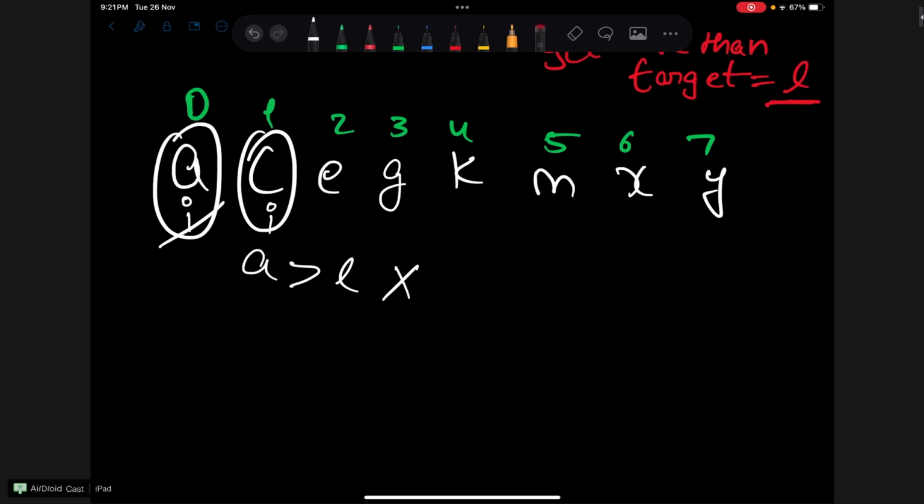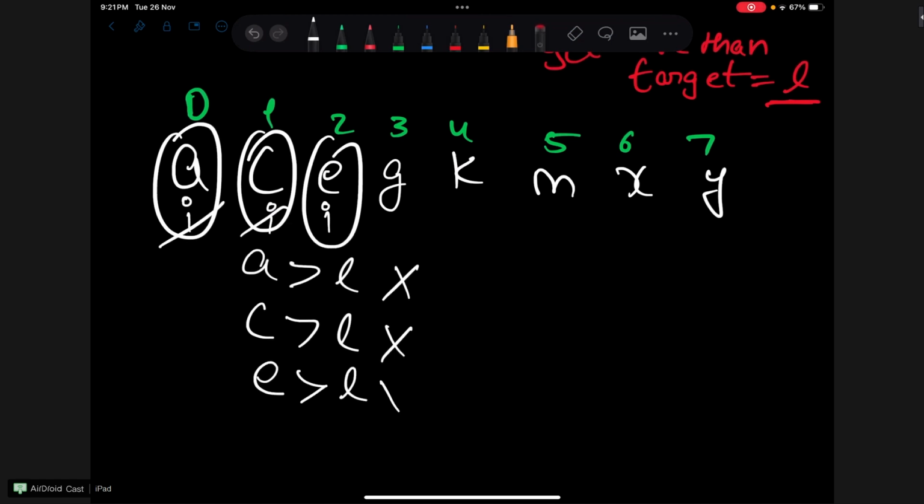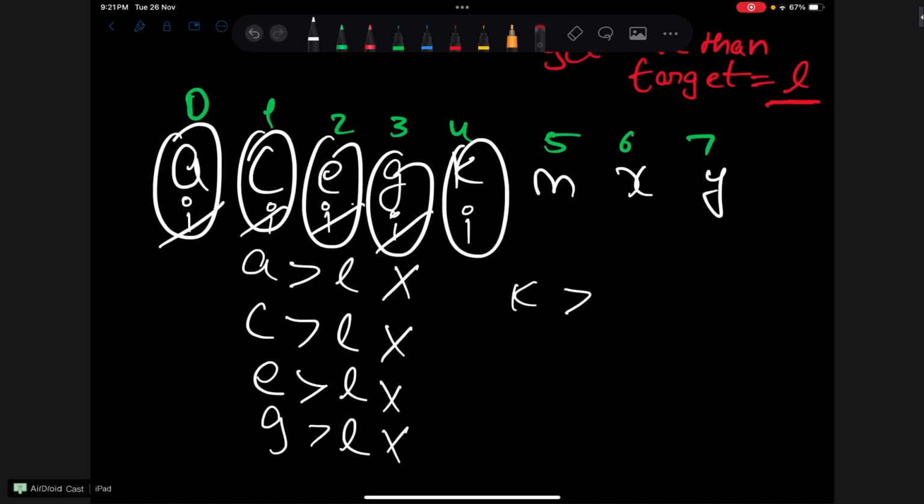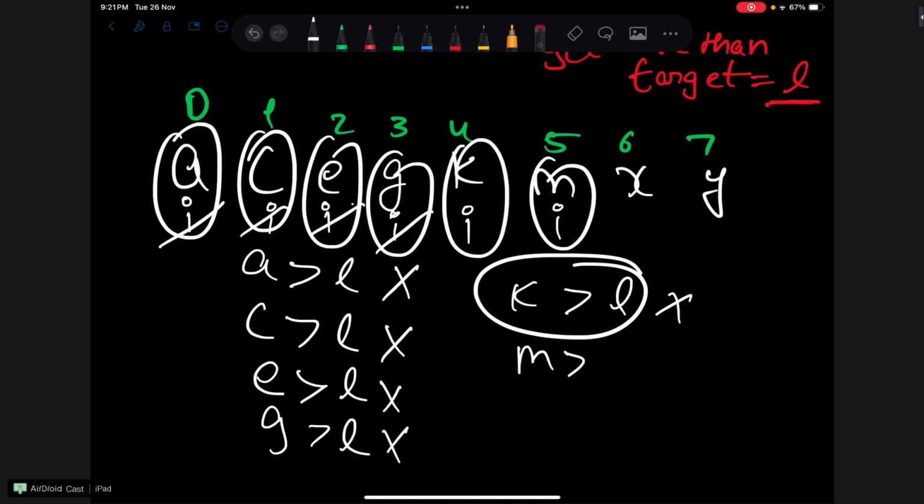Is C greater than L? The answer is no. Then I'll move to the next index. Is E greater than L? No. We'll move on to the next index. Is G greater than L? No. Is K greater than L? No. Then we'll get M. Is M greater than L? The answer is yes. So that is what we are going to return. Once we get the answer, we return that.